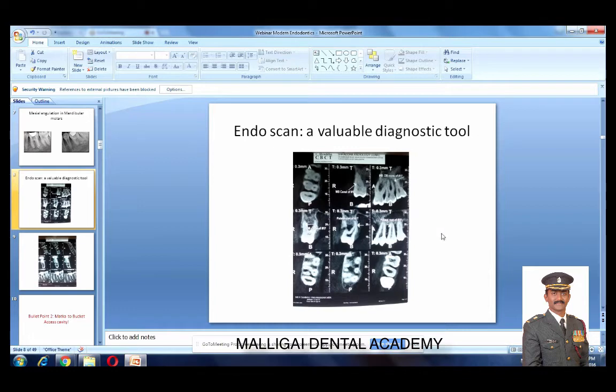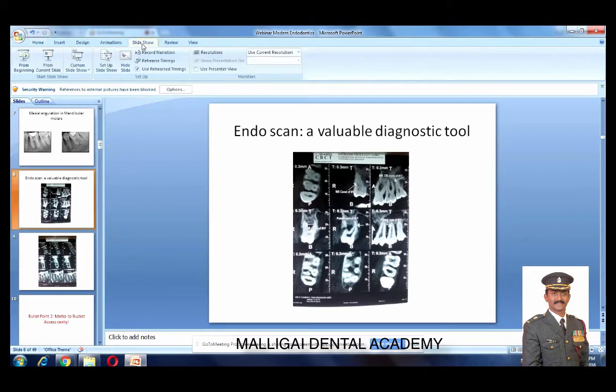Ma'am, please, radiographs. Yes? Please go for full screen. Full screen? Okay. Please proceed. Is this better? Yeah, better.